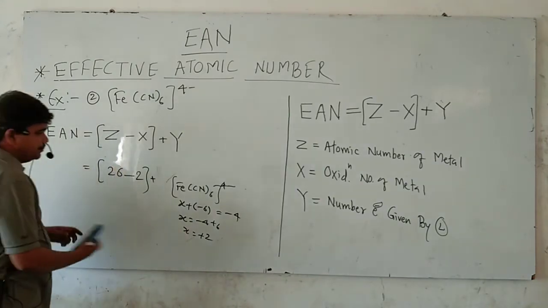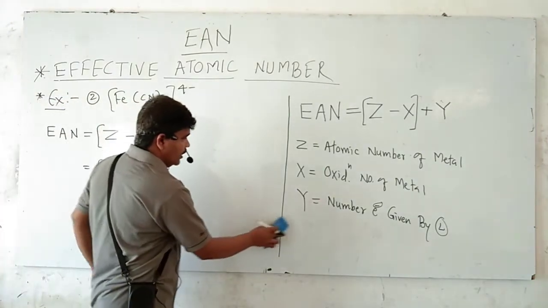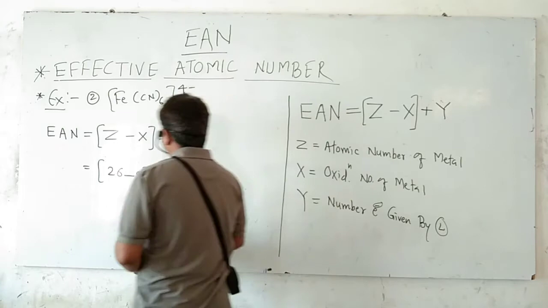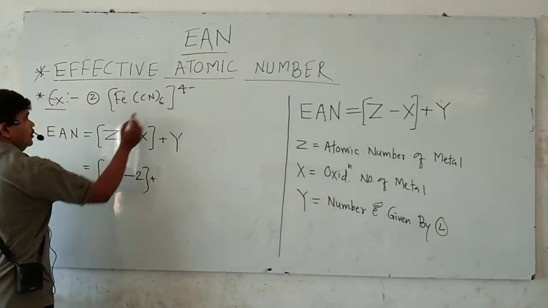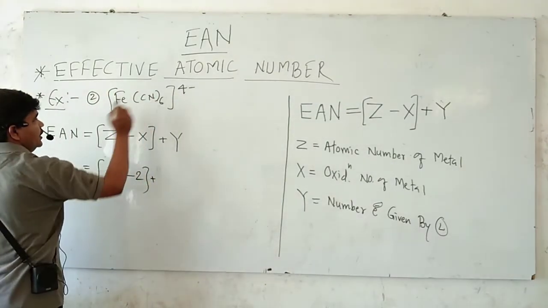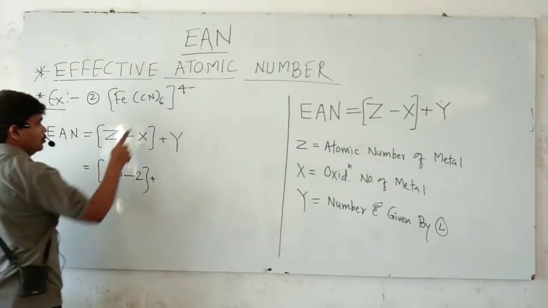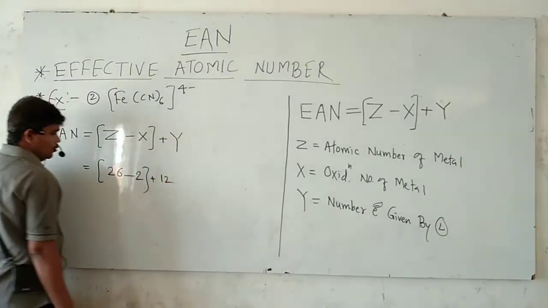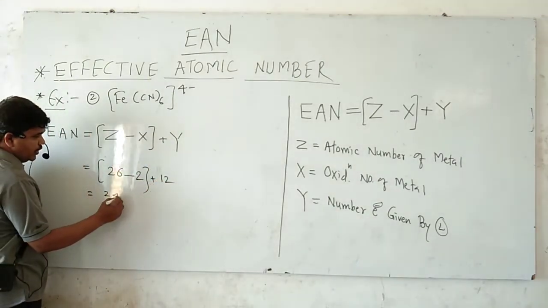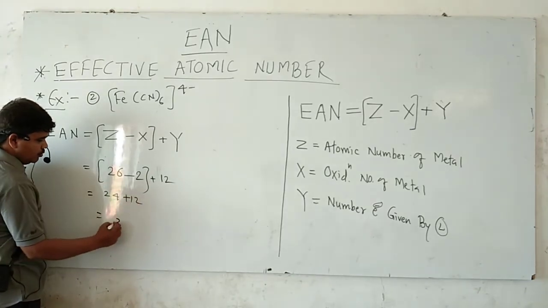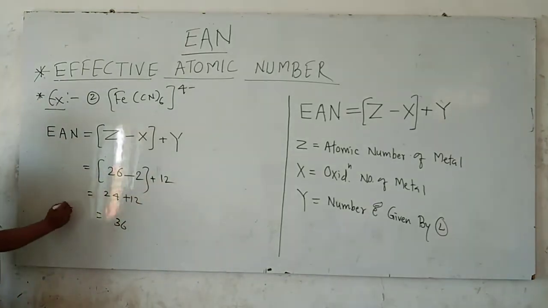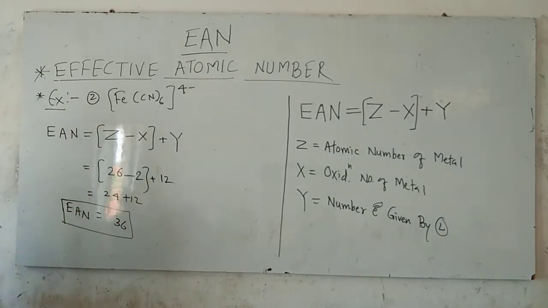What is Y? Y is nothing but the number of electrons given by ligands. Each CN gives 2 electrons. So 6 CN will give 12 electrons. So 24 plus 12, your answer is 36. Effective atomic number for this complex is 36.